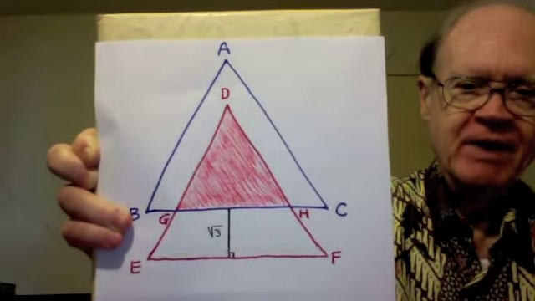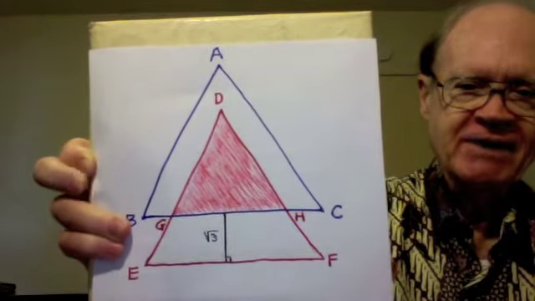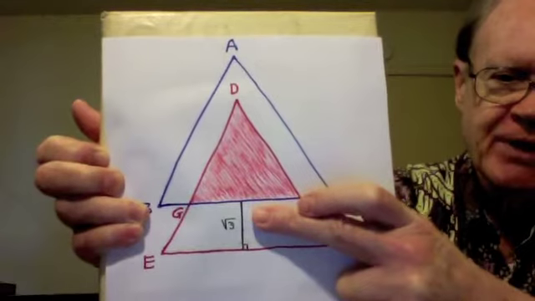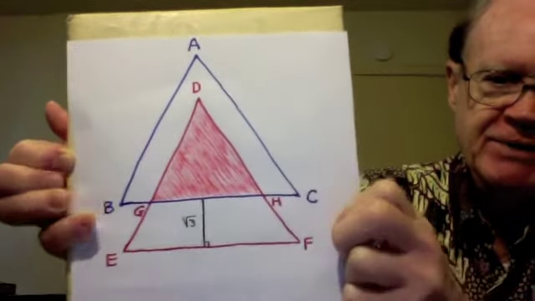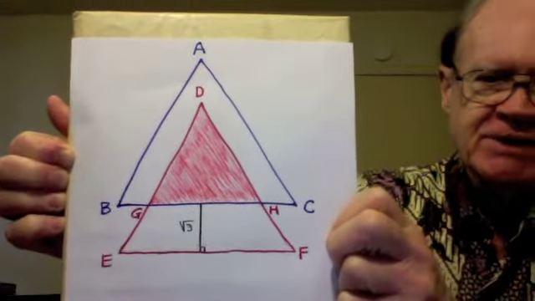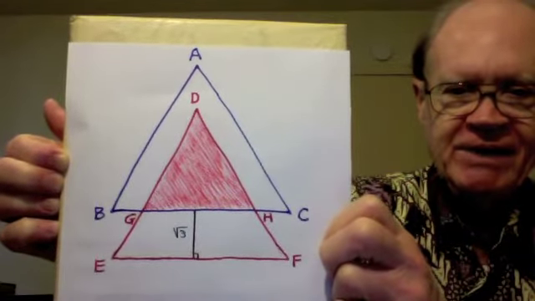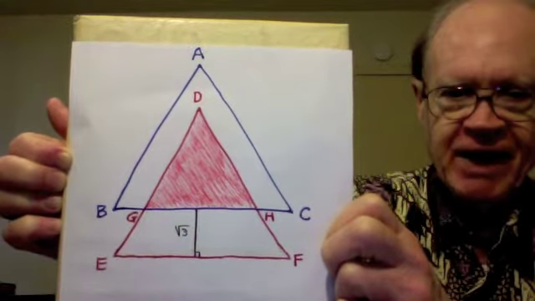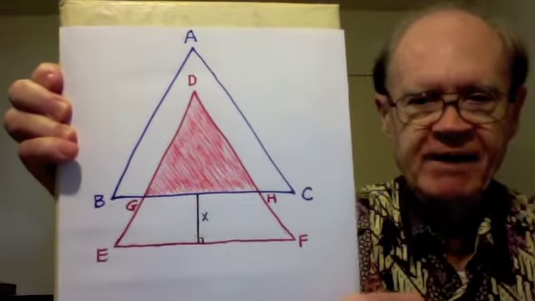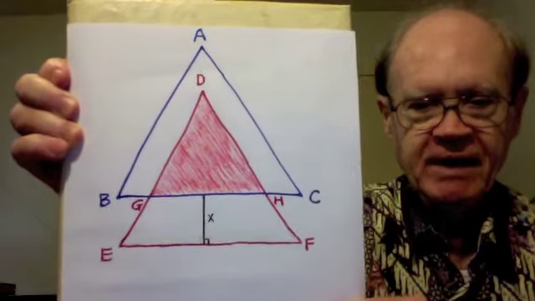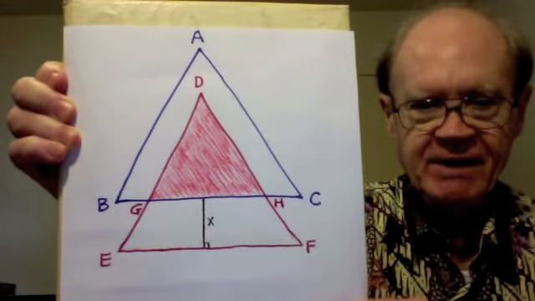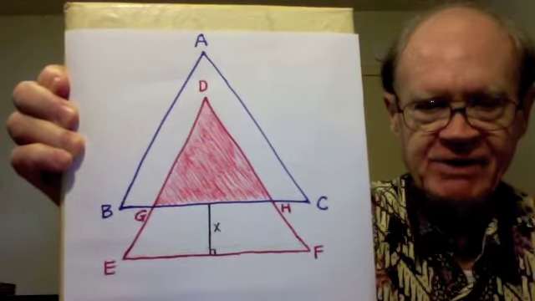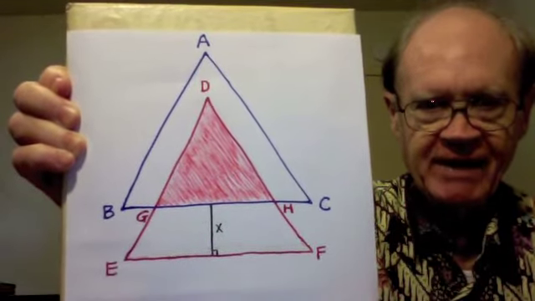First question, if the distance that we slide it down is the square root of 3, shown here as a perpendicular distance between the parallels, then what is the area of triangle DGH, that is the shaded area? And my second question, generalizing, if the distance we slide it down is x, then what is the area of triangle DGH, that is the shaded area, in terms of x?